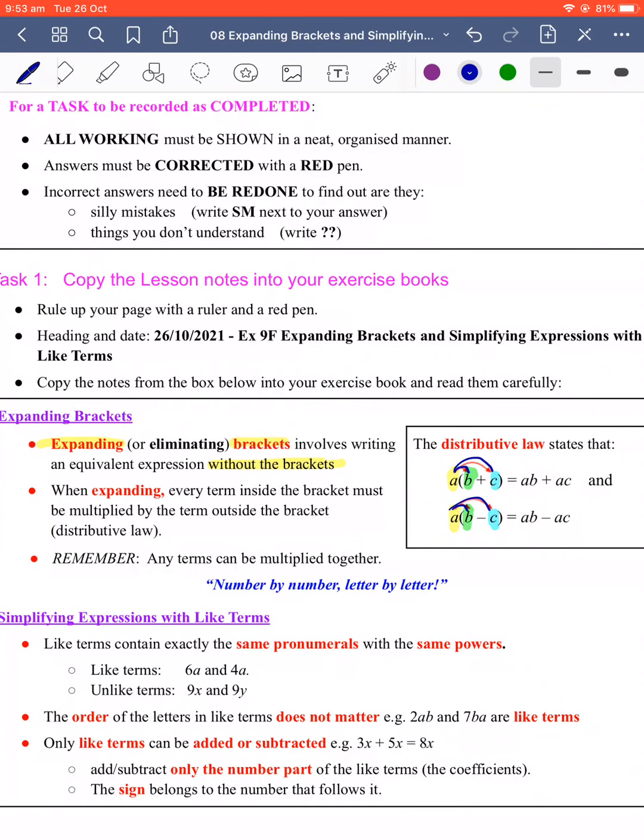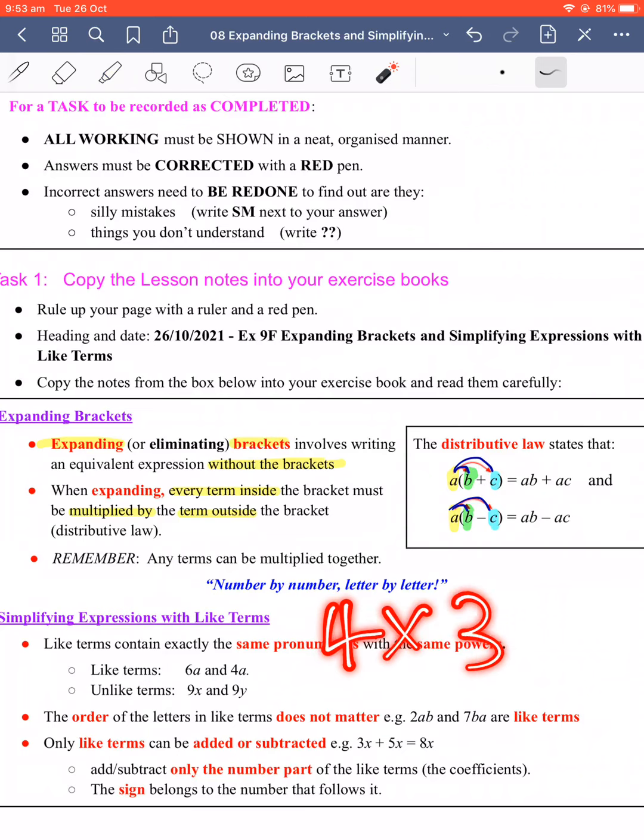When we're expanding, every term inside the bracket must be multiplied by the term outside, and we're using this distributive law. Any terms can be multiplied together. A number can be multiplied by a number, so 4 times 3 can be done, and U times V can also be done. But remember, you want to collect your numbers together and your letters together after it.